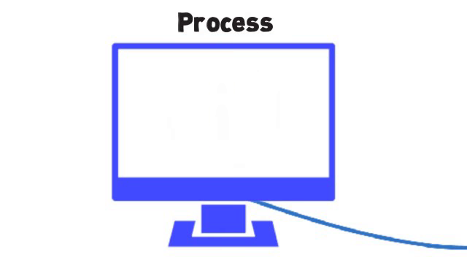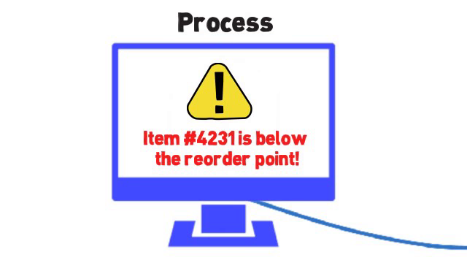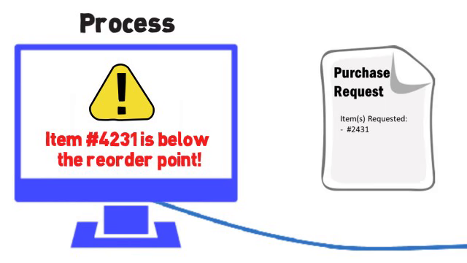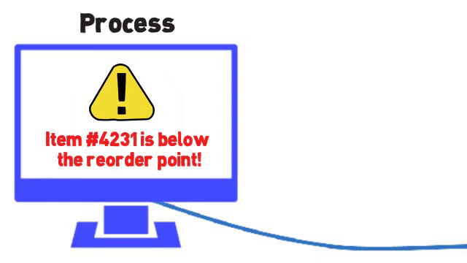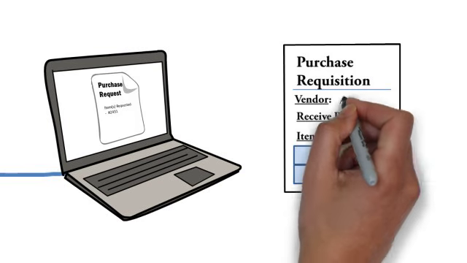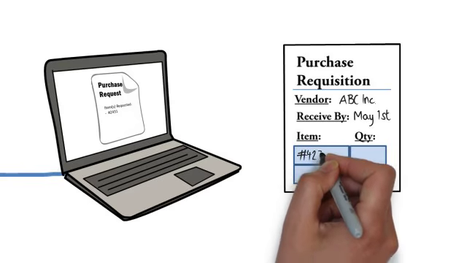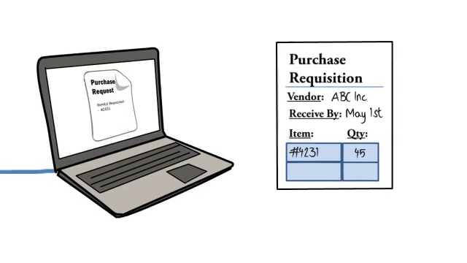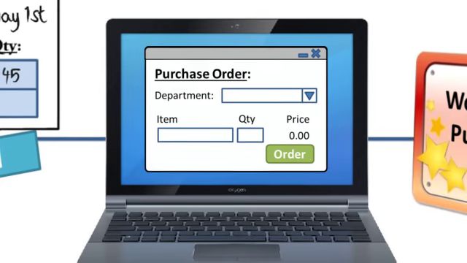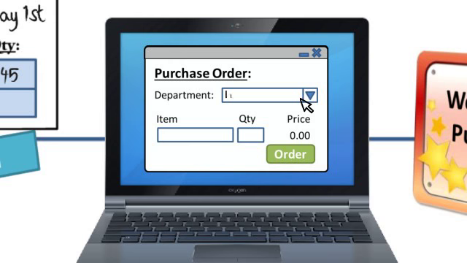Let's get started. The process begins when your inventory system notifies you that a certain item is below the reorder point. The system will then generate a purchase request and send it to the appropriate department. Once it's received, that department will fill out a purchase requisition specifying the vendor, date to be received by, along with the item and quantity. They will then send that to the purchasing agent, who will fill out the purchase order. After it's filled out, the order is sent, and the ordering process is complete.